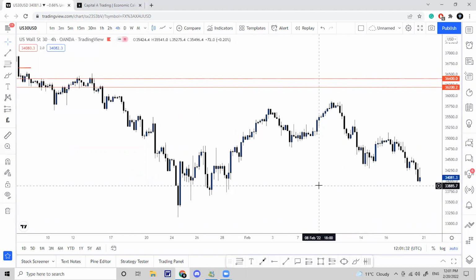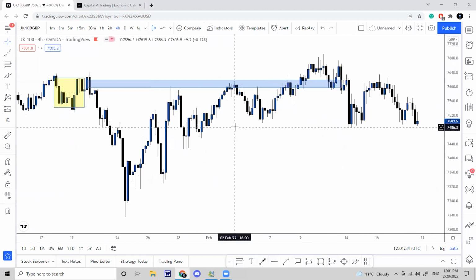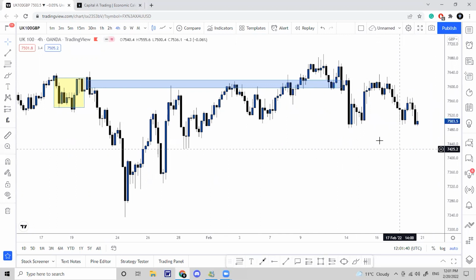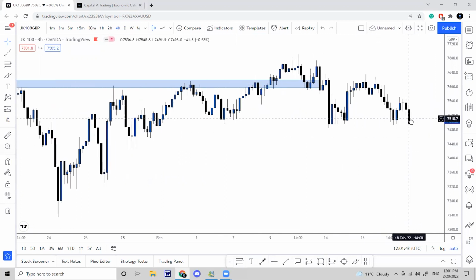That's going to be US 30. Last but not least, again, another one that we've been hunting down a lot recently. Again, it's still respecting the area. So I'm going to have a look at it again this week. And it's just, again, simply like the US 30, the 7600, 7640, round about here.